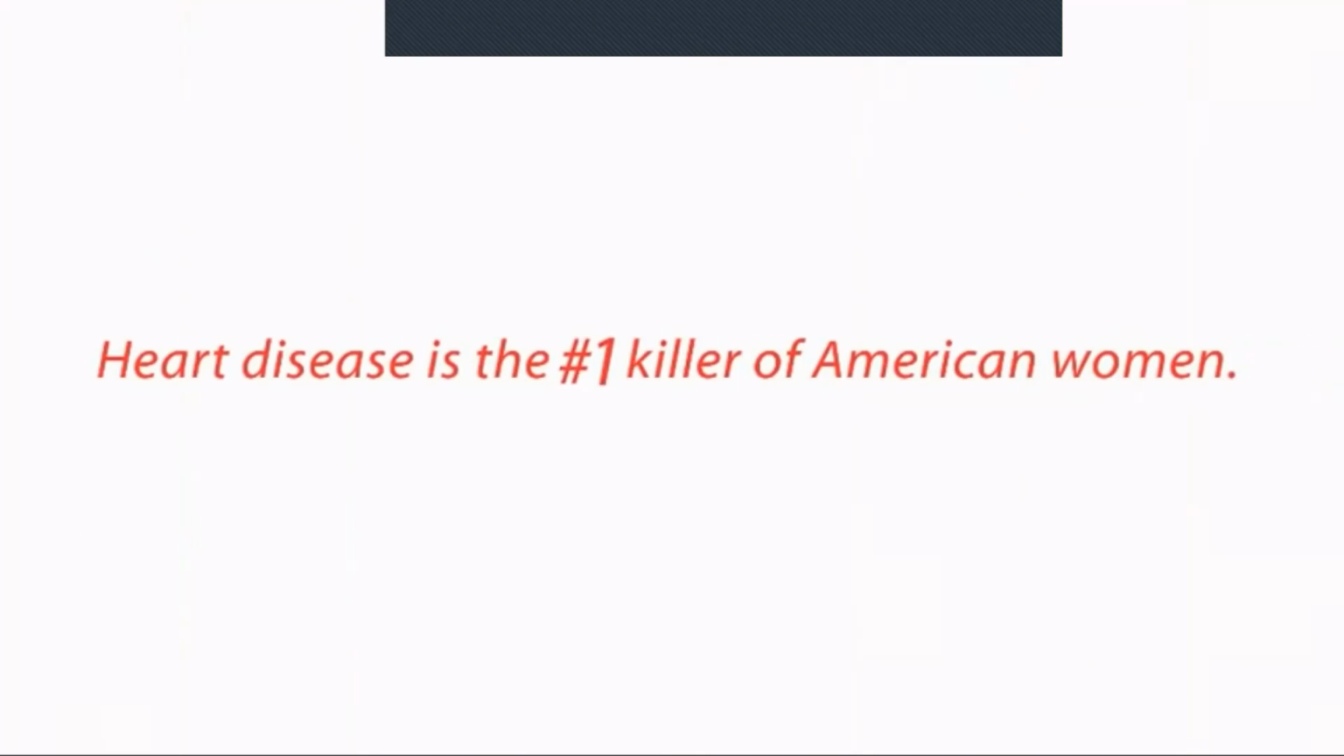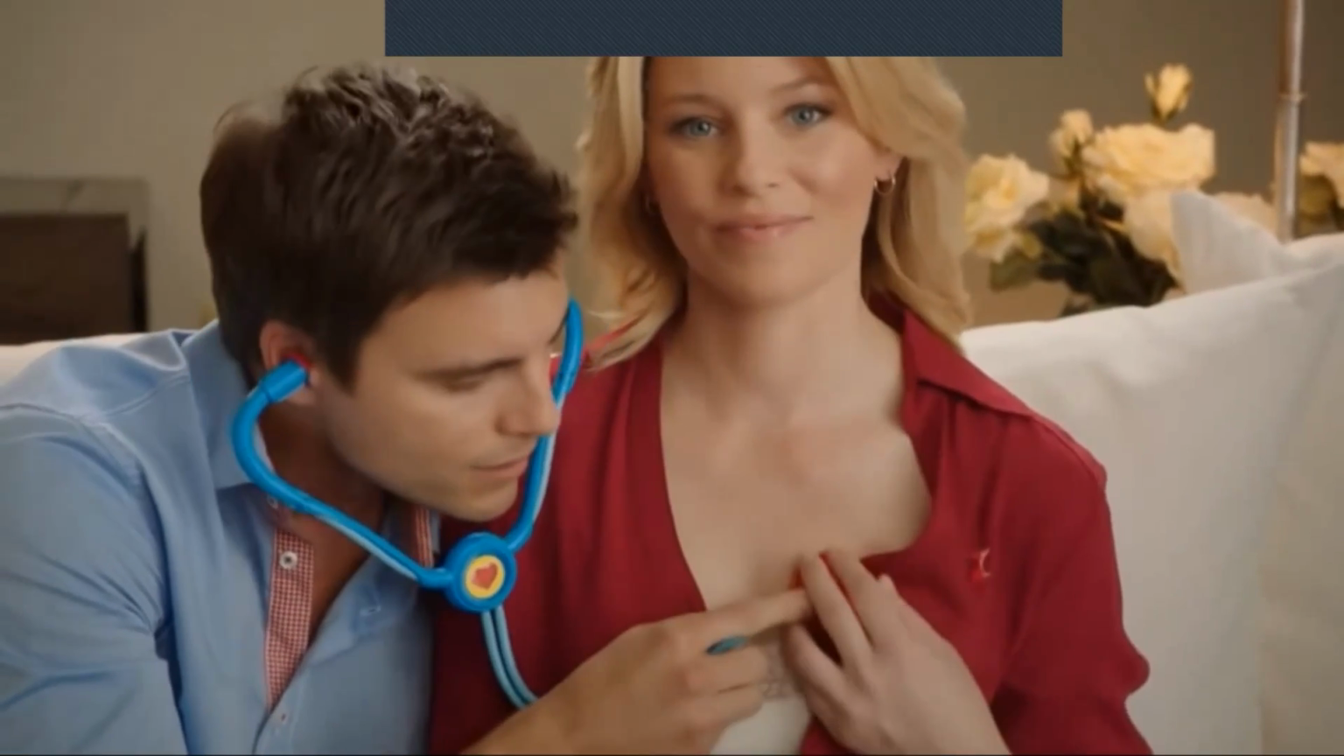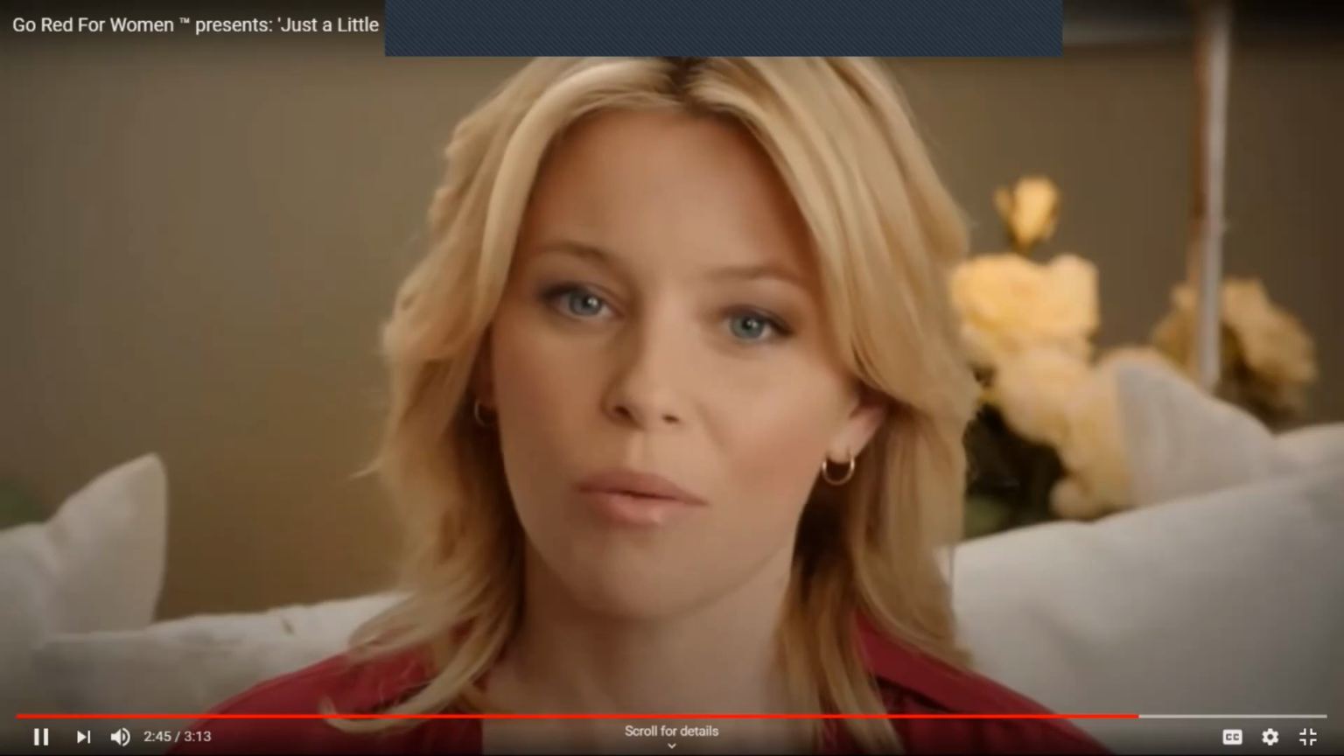I thought I had gas. Turns out I was having a heart attack. Heart disease is the #1 killer of American women. So now I take care of my heart and I tell the women in my life to do the same. Sounds great, by the way. That's nice, sweetie, but that's not my heart. That is. Make it your mission to save your life and the lives of the women you love. Find out more from the American Heart Association at goredforwomen.org.